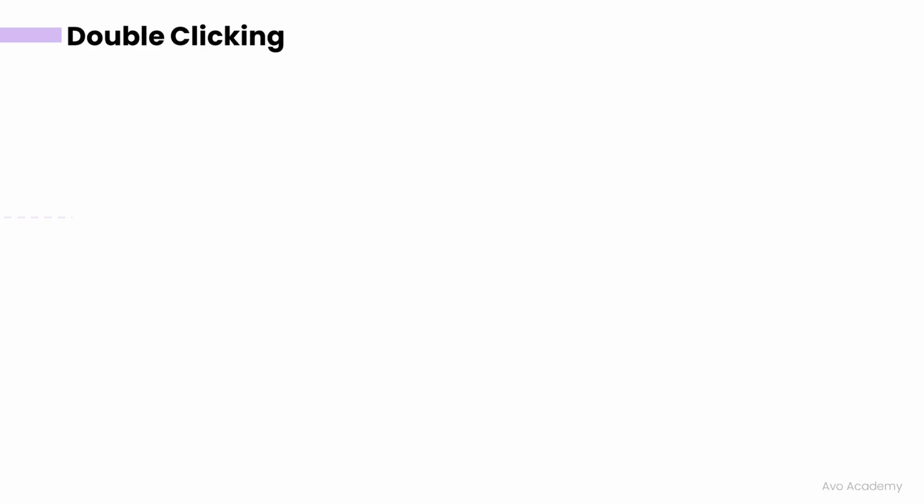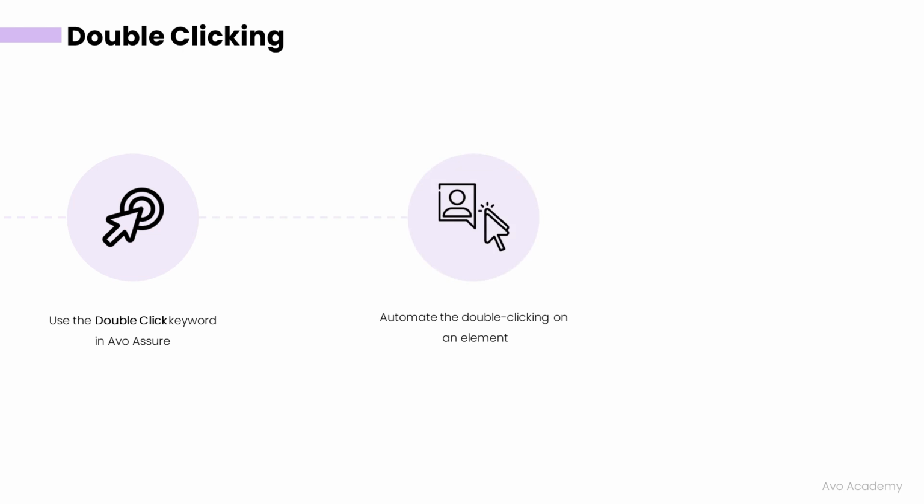In this video, you will see how to use the double-click keyword in Avo Assure to automate the double-clicking on an element when automating SAP processes.